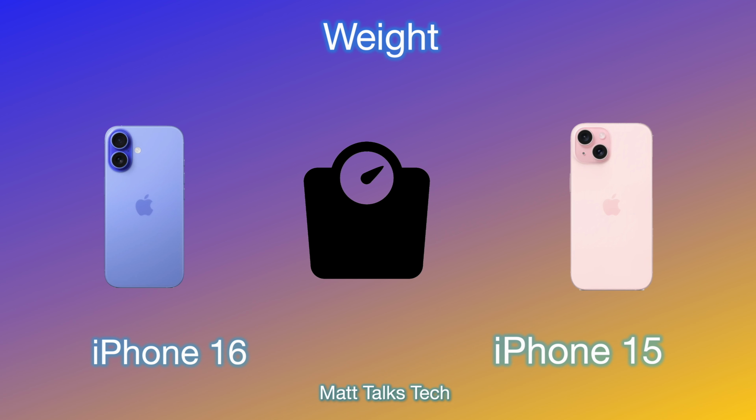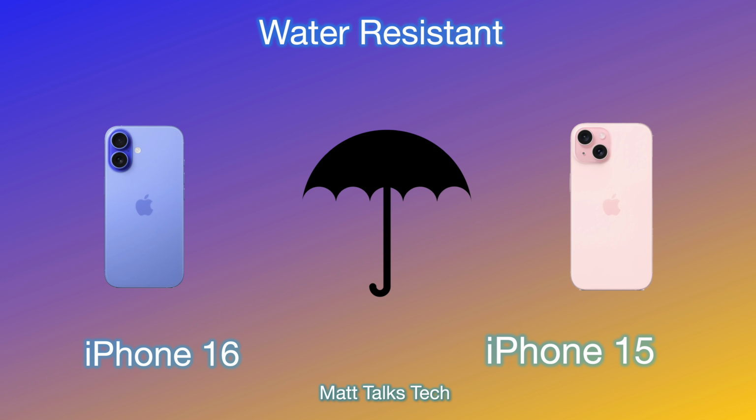For actual weight, there is no difference really here. It's 1 gram. You can't even really weigh that in your hands. They are basically the same weight in your hands, 171, 170 there. And the same for water resistance. They're exactly the same. They're IP68. This means if either phone got dropped into water up to 6 meters, in clear water, and it stayed in there for up to 30 minutes, there shouldn't really be any damage to your phone with that.